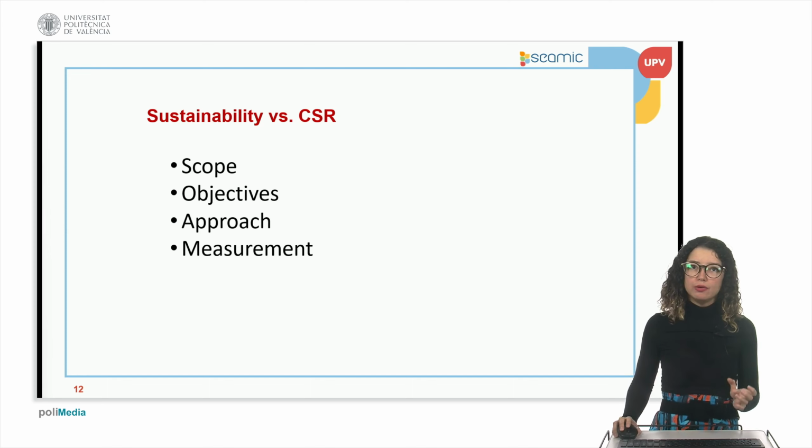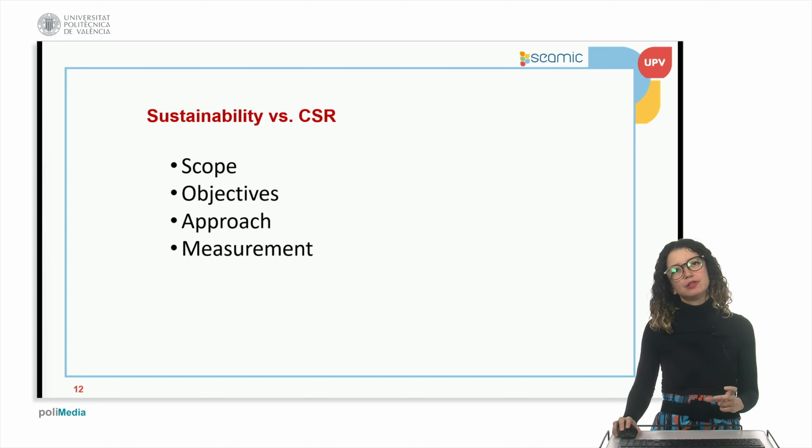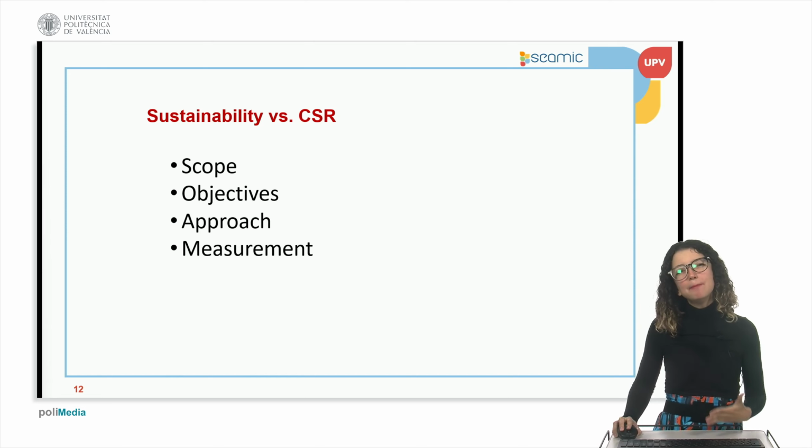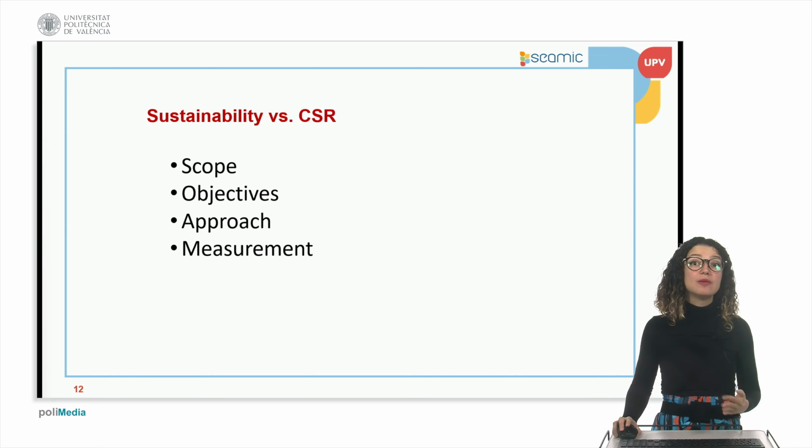I want to close with some examples of activities that are in the field of sustainability that are different from the CSR field. For example, in sustainability we have redesigning products to be more energy efficient, implementing circular economy practices, reducing emissions, and using sustainable materials.